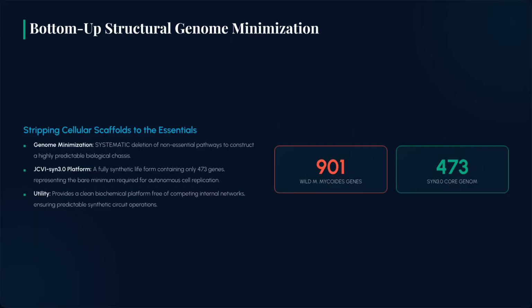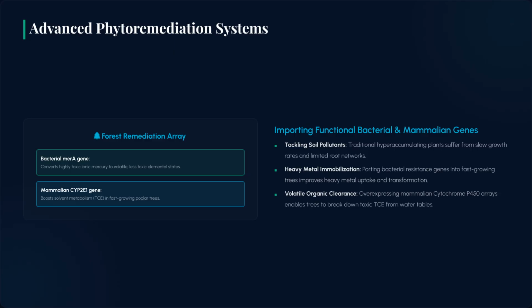Bottom-up structural genome minimization, exemplified by JCVI Syn 3.0, creates a minimal synthetic lifeform. This chassis contains only 473 genes, providing a clean biochemical platform for predictable synthetic circuit operations. Advanced phytoremediation systems overcome limitations in traditional plants. Importing bacterial and mammalian genes enhances heavy metal immobilization and volatile organic clearance in fast-growing trees.